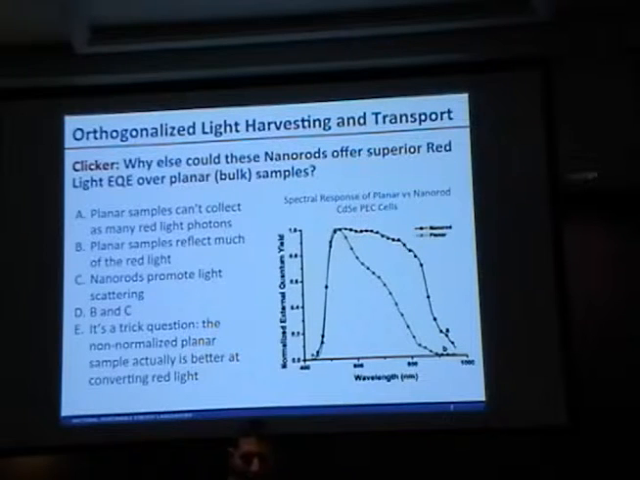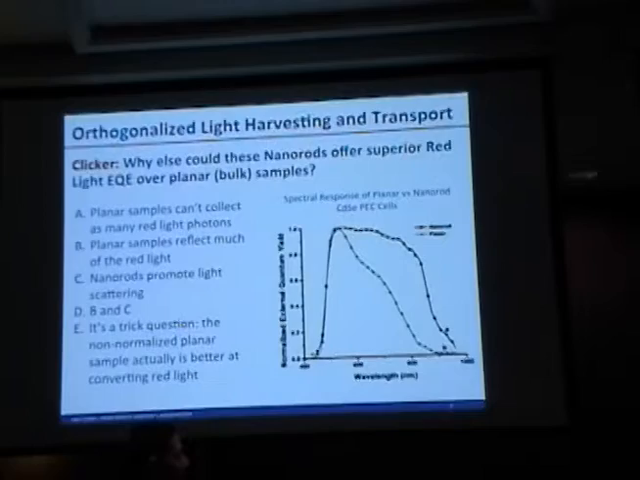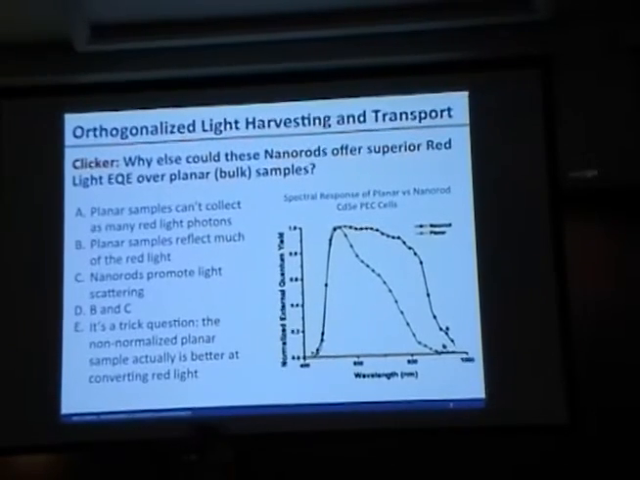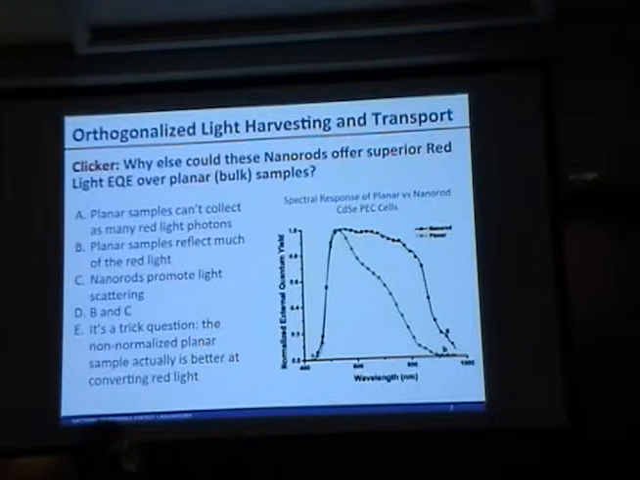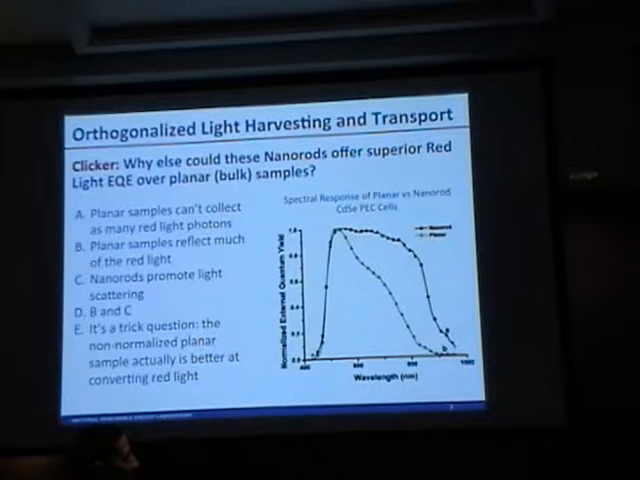Final votes here before we talk about what that is and why. Okay, so for me, I'm actually a little bit disappointed that nobody voted E, because E is not the right answer, but it's partially right. So, in fact, there's a couple things I want to point out here. It is partially a trick question. The non-normalized planar sample is much better.